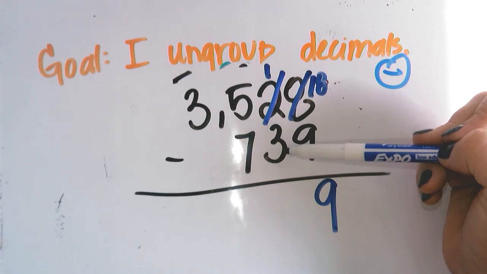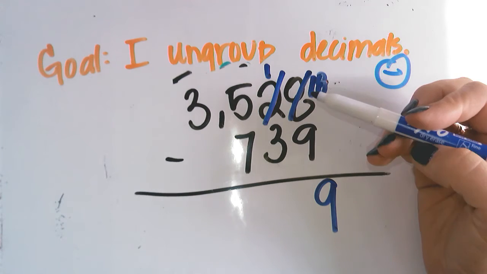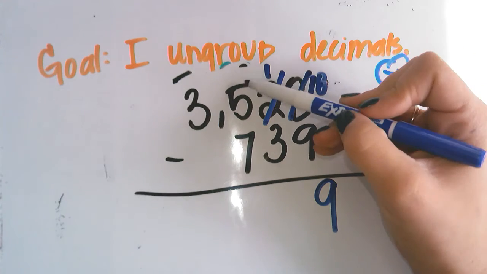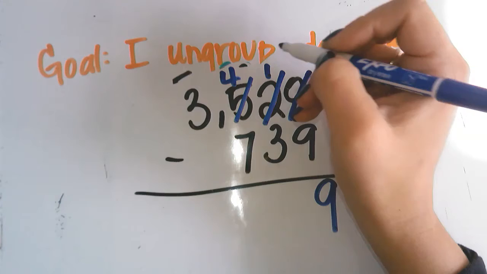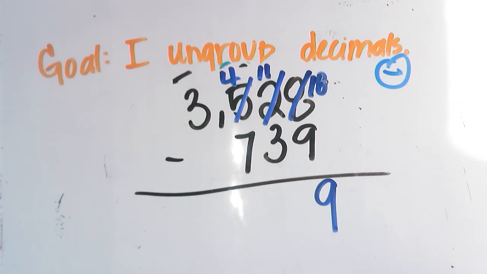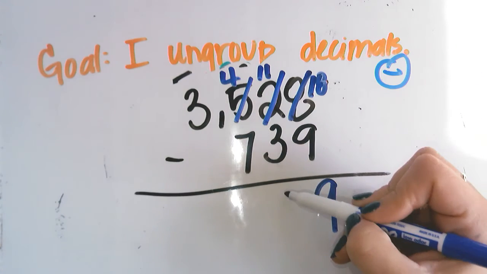1 minus 3. Can't do that. I must ungroup again. So I cross out the 5 and I take away 1 group. So that's a 4. And I add 10 on here. So that's 11. So 11 minus 3 is 8.